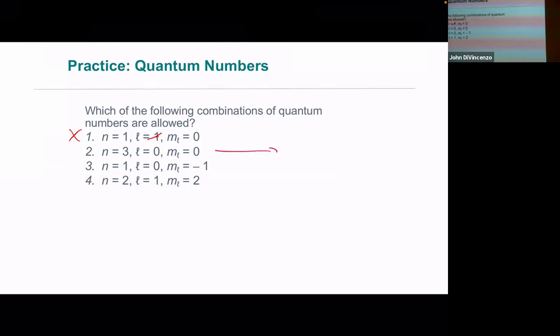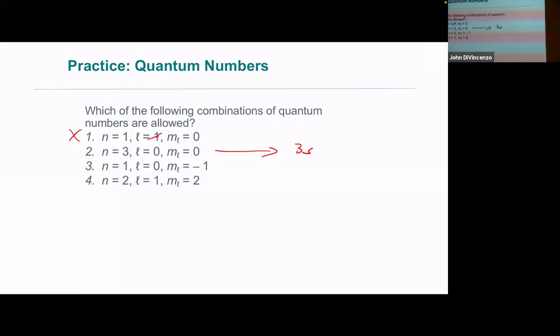So if you were to call that orbital, what's the name of that orbital? Start with the principal quantum number. It's 3, and L is s, right? So it's a 3s orbital. You can have p's and d's in n equals 3, but this one is a 3s orbital.